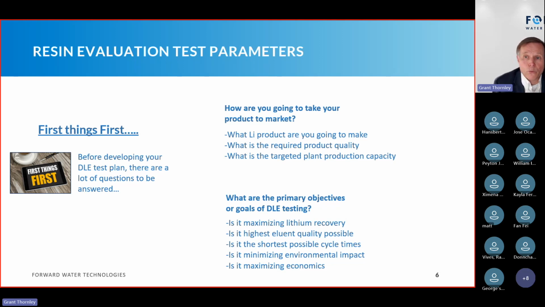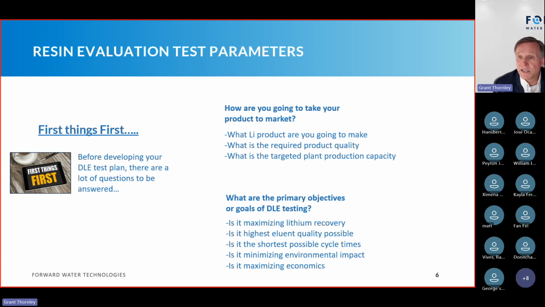Next is, what's the required product quality? Am I trying to make just a bare-bones product and provide it to a converter who will look after it, or am I trying to get to a technical grade, or a battery grade, or maybe better than battery grade? I need to know that. Why is that important? Because if I've got to get to extremely high grade, then the eluate quality or purity is going to be a critical factor.